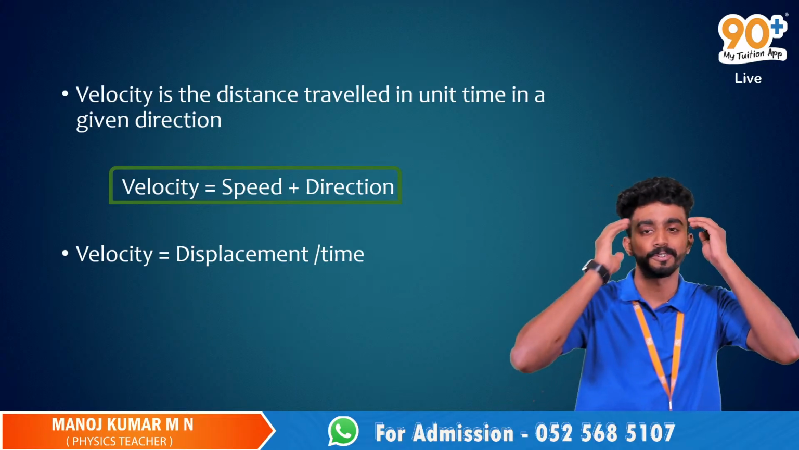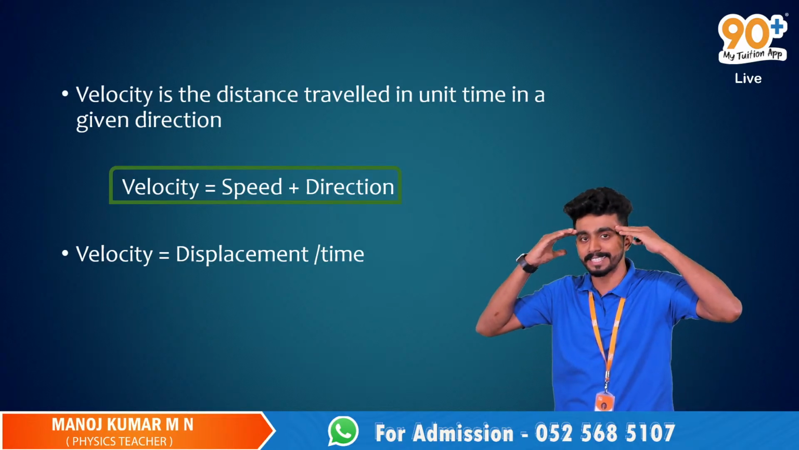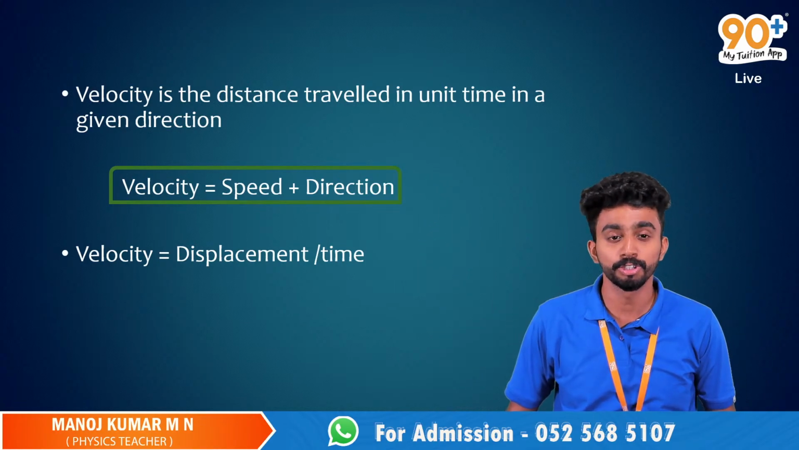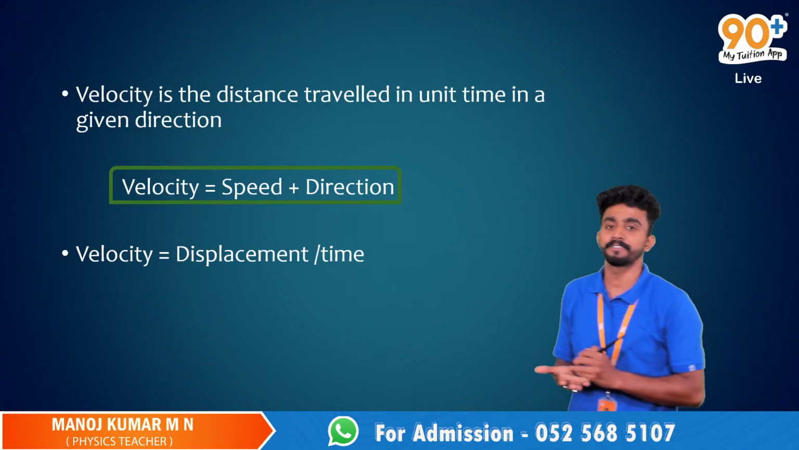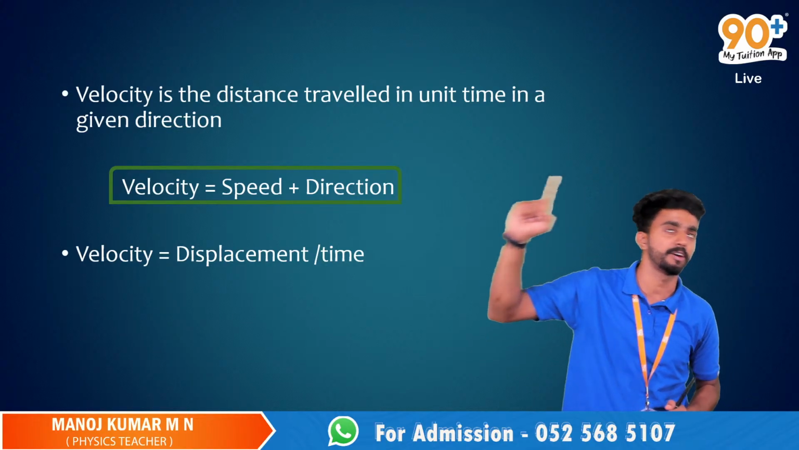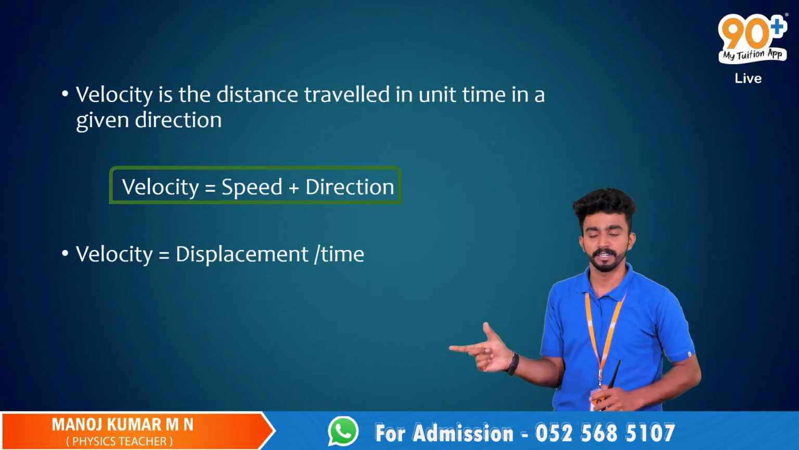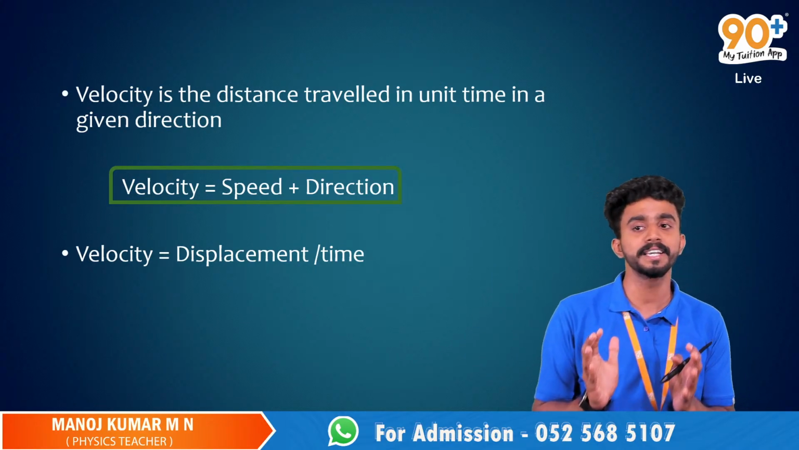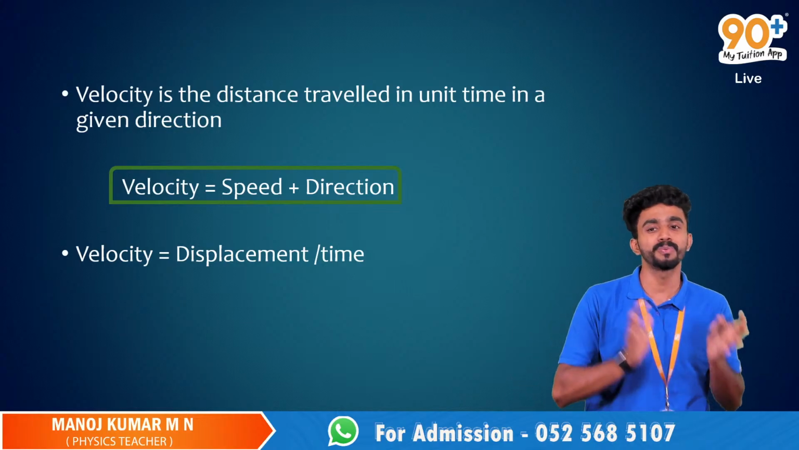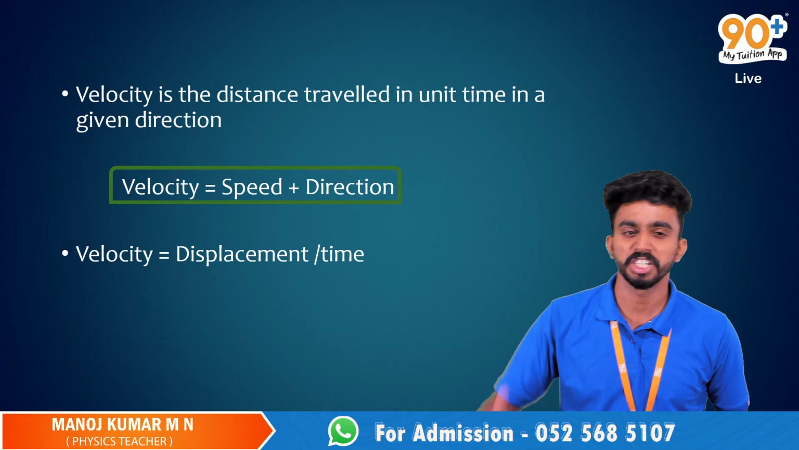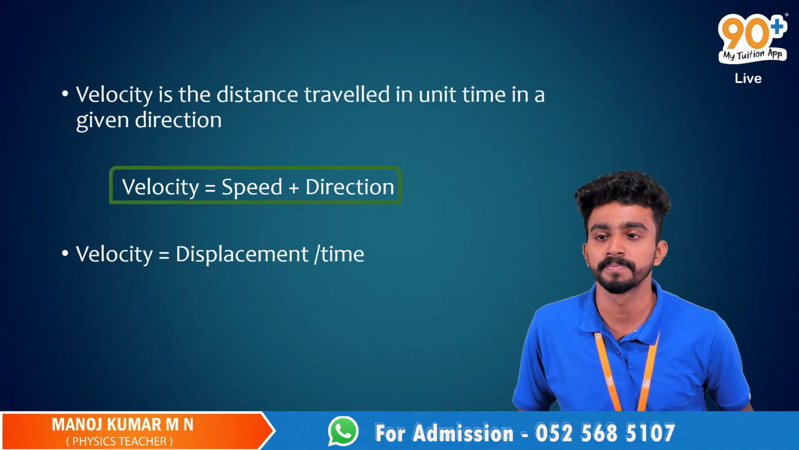So as to memorize it in a better way, I just made it like this, so that you'll remember it when writing for exams. Velocity is speed plus direction, which means speed with direction. That is velocity, a physical quantity which has direction along with speed. Got it? Fine.